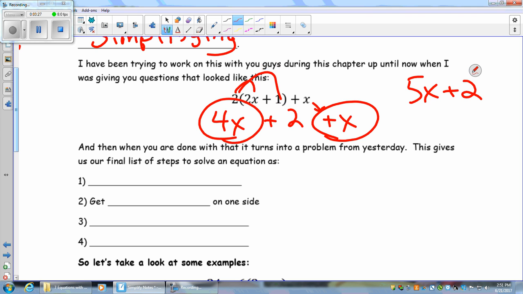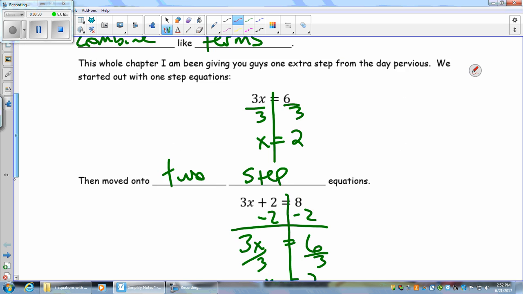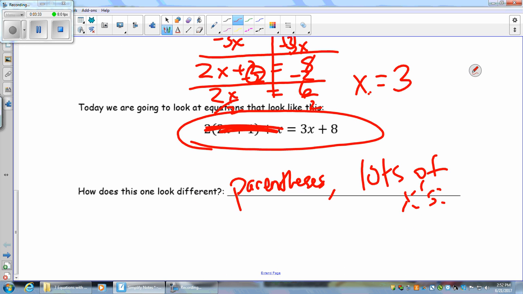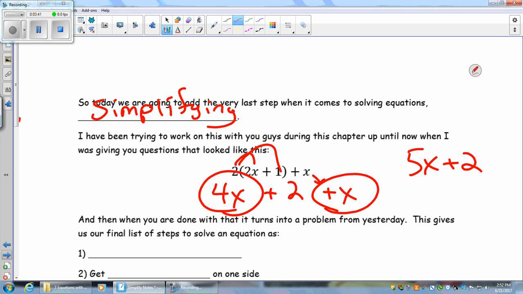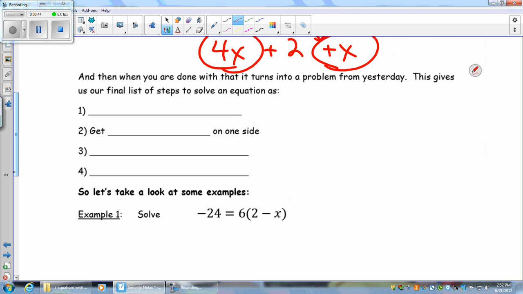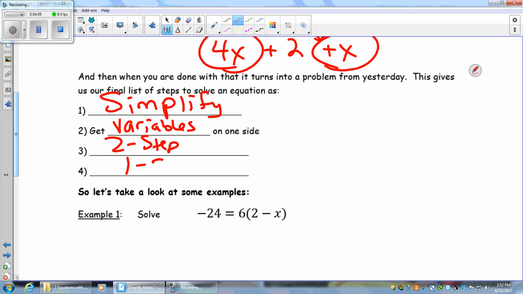So all that we would do, don't feel like you have to turn back, but all you would have to do is replace this with, I think it was 5x plus 2, and then it turns into a problem just like that. All right? So down here I say, and then when you're done with that, it turns into the problem from yesterday. Yep, this gives us our final list of steps to solve an equation as simplify first, then get variables on one side, and then after that is the super easy ones, the ones that you did last year, two-step equations, and then one-step rules. All right? So let's take a look at a couple examples today.